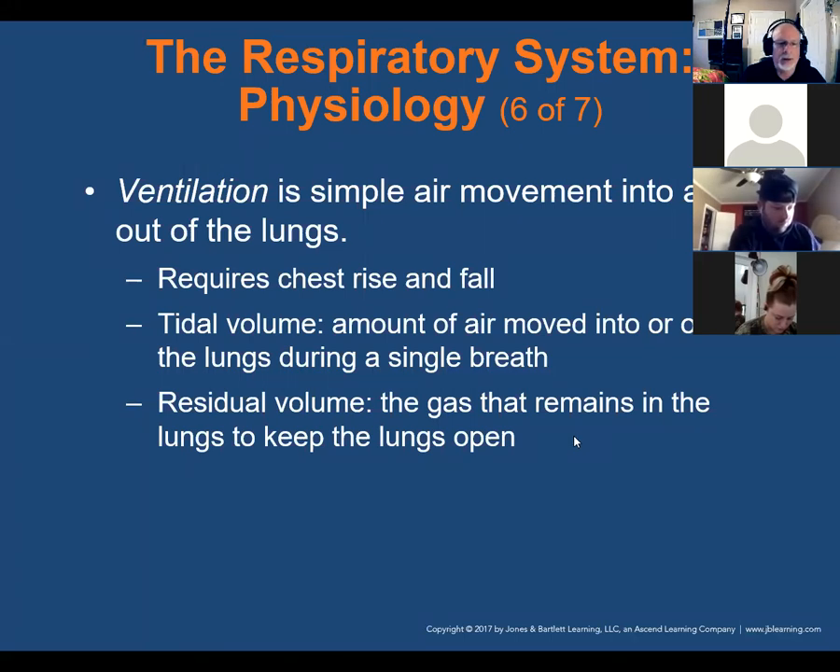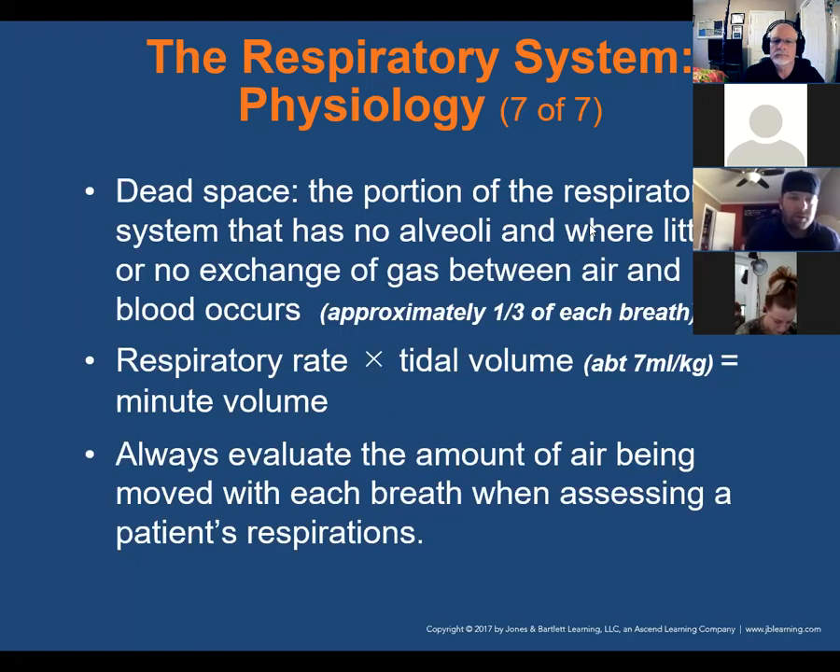Then we have dead airspace. About 1/3 of every breath we take sits above the alveoli and it's not involved in gas exchange. So that's dead airspace. Yeah, about 1/3 of each breath. You'd think I've done this lecture before, right?